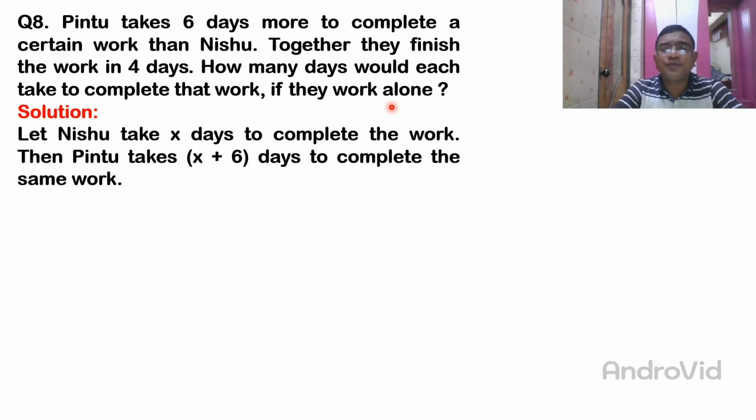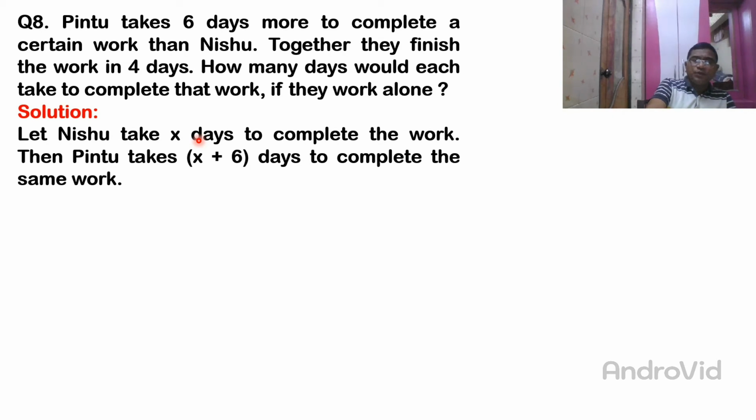So I don't know their speeds, but we are only comparing and finding out. So Nishu takes x days to complete the work. This is Nishu takes x days to complete the work. How much work does Nishu complete in 1 day? That is not given, that you want to find out. Very simple. Then Pintu takes 6 days more than Nishu. So Pintu takes x plus 6. Do you understand why you are getting x plus 6? Because Nishu takes only x days. But Pintu requires 6 days more than Nishu.